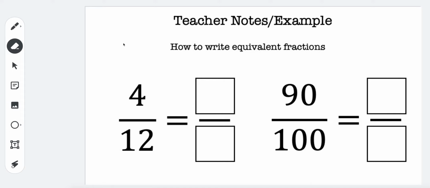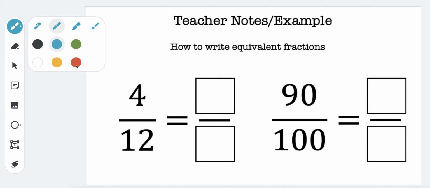Hey everybody, this is a quick little video about how to write equivalent fractions. So come over here first and grab a pen or marker. Okay. So the first fraction we have is 4/12.